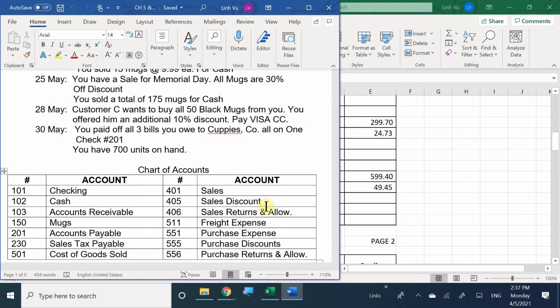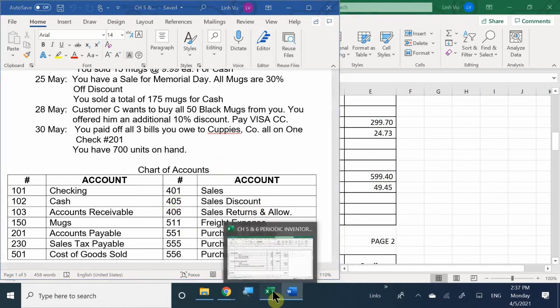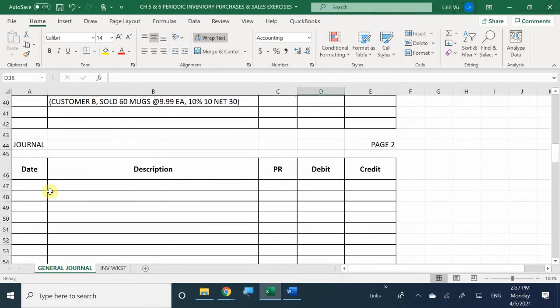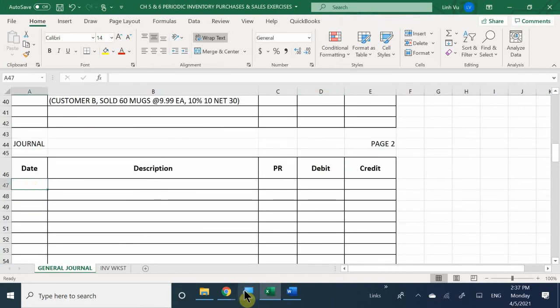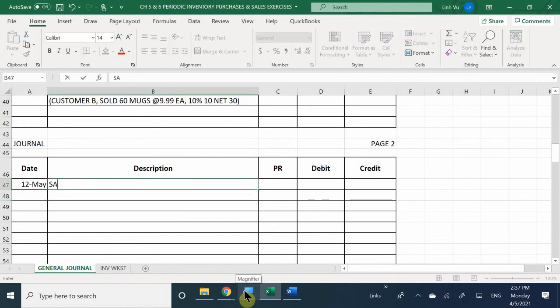Good. How did customer B pay us? On an account receivable. Excellent. Good. So, 406 for the sales returns and allowances. Good. So, I'm on page 2 now. All right. The date is May 12th. We got a sales returns and allowances, right? Because they want a refund. So, 406. We have to give them back their sales tax.